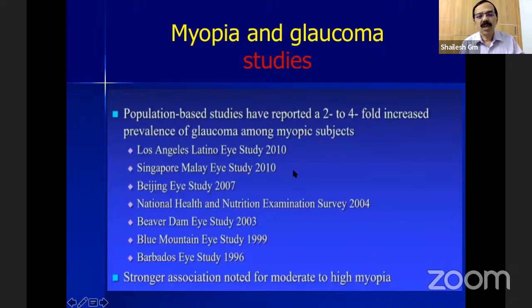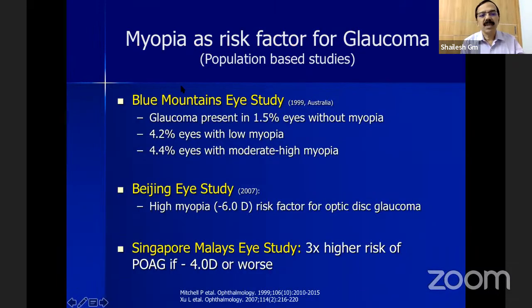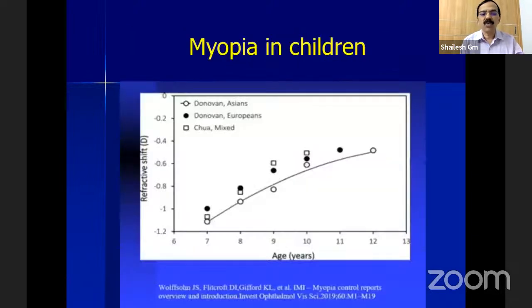A lot of studies have associated myopia and glaucoma, and they have come up with different linkages. The commonest is the Blue Mountains Eye Study done in Australia, where glaucoma is present in only 1.5% of eyes without myopia, whereas 4.2% of eyes with low myopia and a higher number, 4.4%, of moderate to high myopia patients have glaucoma. In the Beijing Eye Study, high myopia of more than 6 diopters carried a high risk of developing optic disc glaucoma. In the Singapore Malay Eye Study, where the Southeast Asian population was studied, there was a 3 times higher risk of developing open angle glaucoma when the myopia is more than 4 diopters.